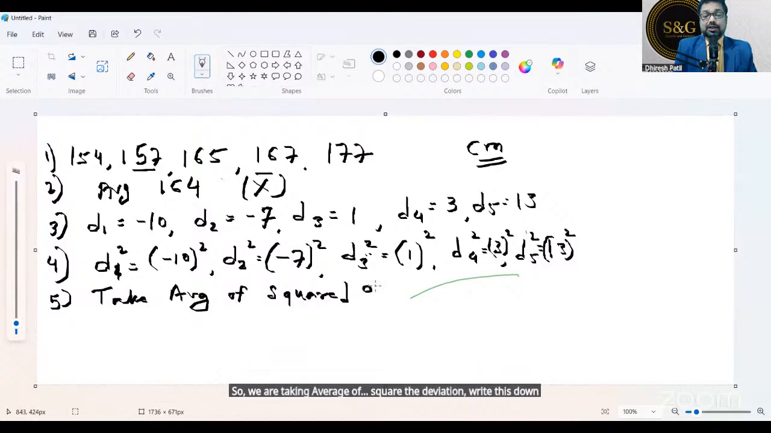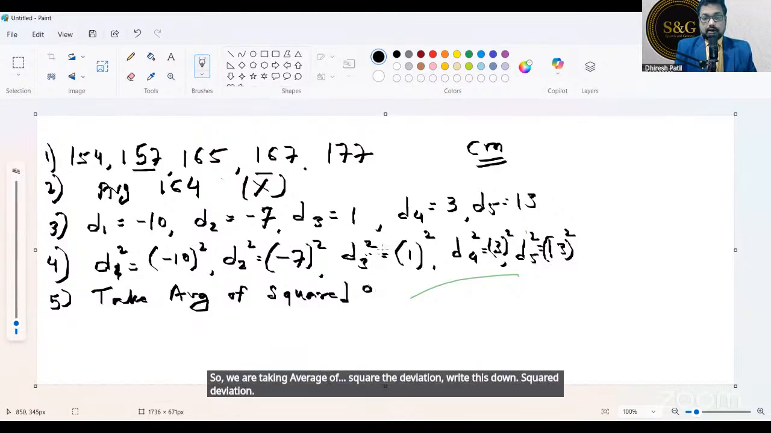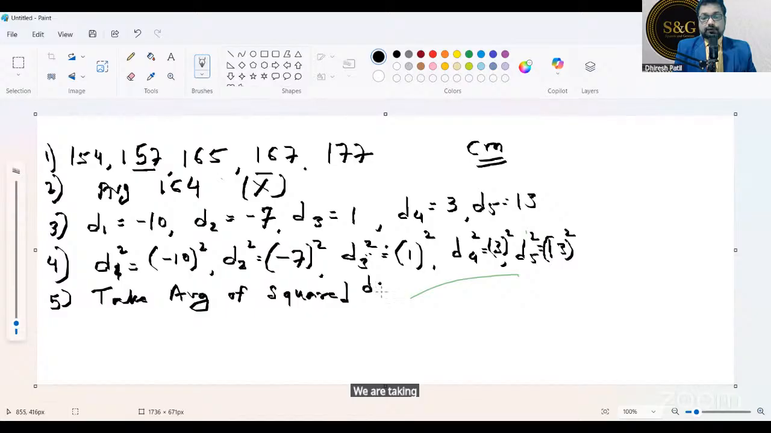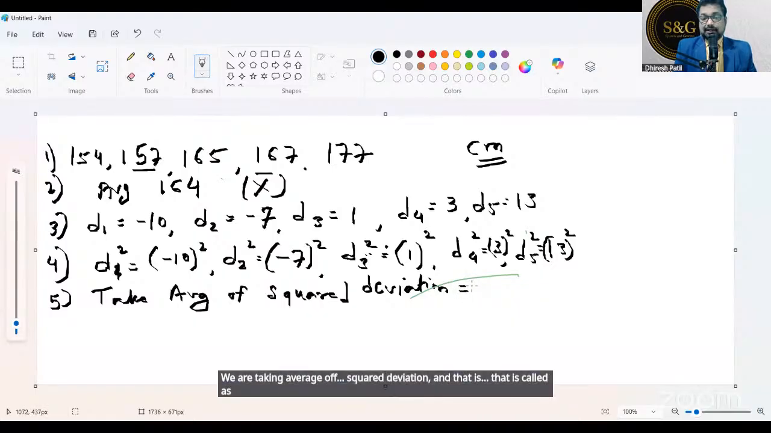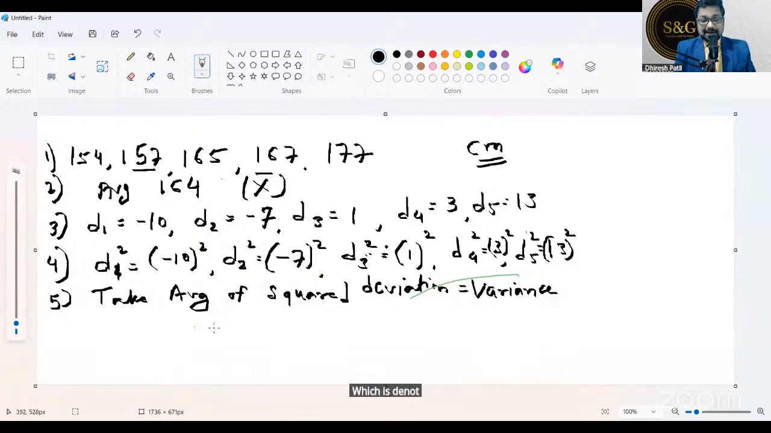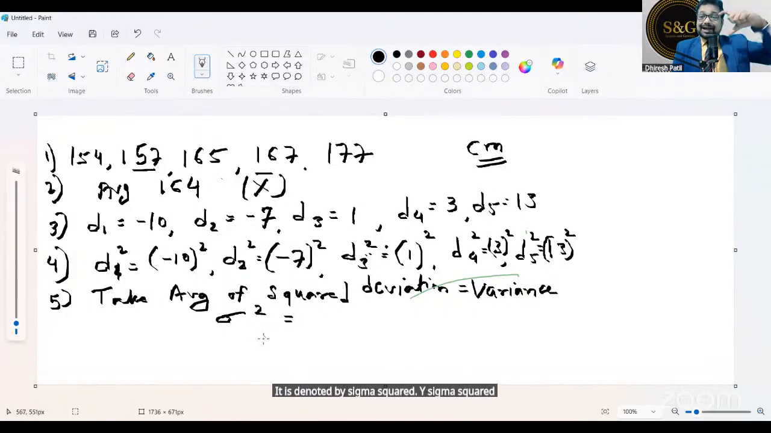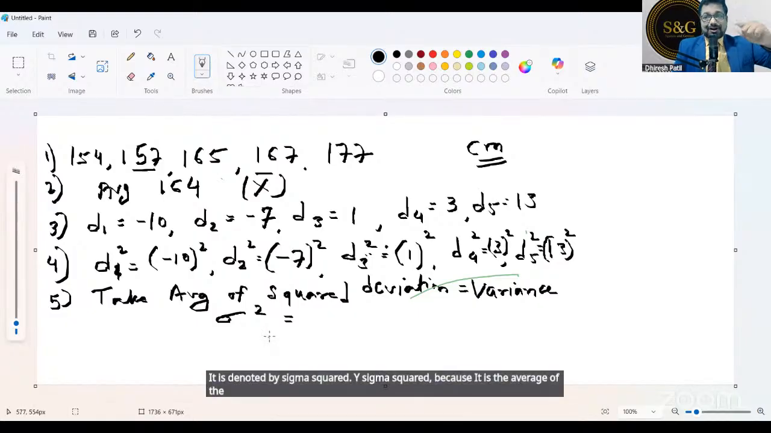Squared deviation. We are taking average of squared deviation, and that is called variance, which is denoted by sigma square. It is denoted by sigma square. Why sigma square? Because it is the average of the squared value. That is called sigma square variance. And right now it is coming to 65.6.